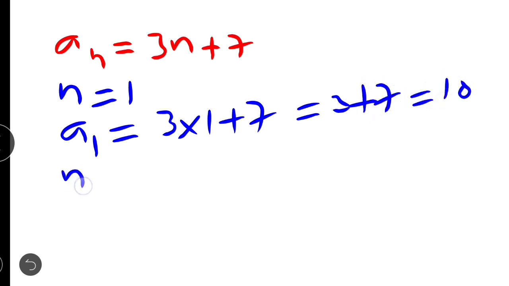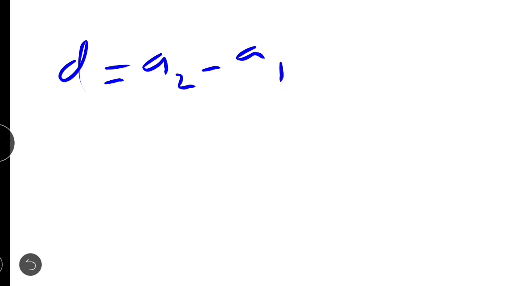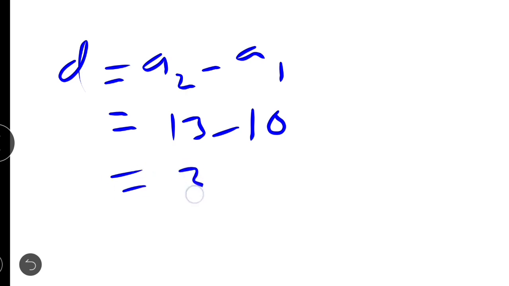Next substitute n equals 2. Then A2 equals 3 into 2 plus 7. It equals 3 2s are 6 plus 7. 6 plus 7 is 13. Let's find the common difference D equals A2 minus A1. A2 value 13 and A1 value 10. So 13 minus 10 is 3.